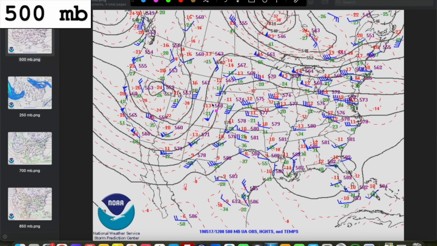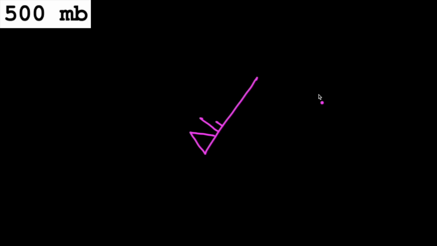Basically, these blue barbs here, these are wind barbs. So basically it tells us the speed and direction of the wind. These barbs consist of flags, full staffs, and half staffs. Each flag is worth 50 knots. The winds in the upper levels of the atmosphere are measured in knots. The full staffs are worth 10 knots, and the half staffs are worth 5 knots. So in this example here, this would be a 50 plus 10 plus 5 knot wind, which is a 65 knot wind.